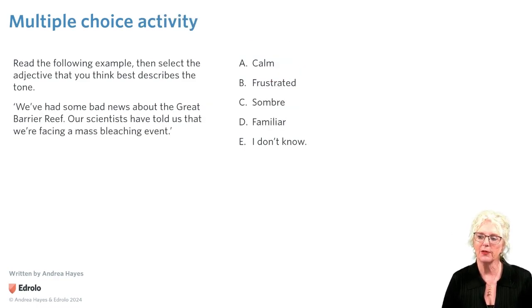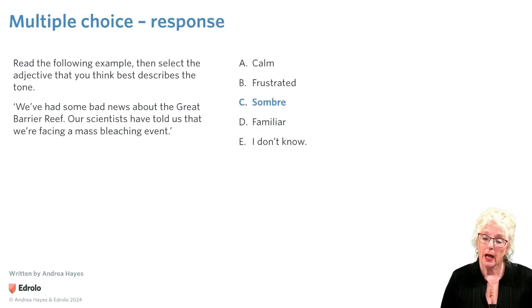Another multiple choice activity. Read the following example, then select the adjective you think best describes the tone. We've had some bad news about the Great Barrier Reef. Our scientists have told us that we're facing a mass bleaching event. Is this A, calm, B, frustrated, C, somber, D, familiar, or you're not sure? While it does sound calm, I don't think it sounds frustrated. I think it sounds more somber or sad, like delivering bad news, rather than calm. And it does sound familiar. However, I think somber here is perhaps the best one.